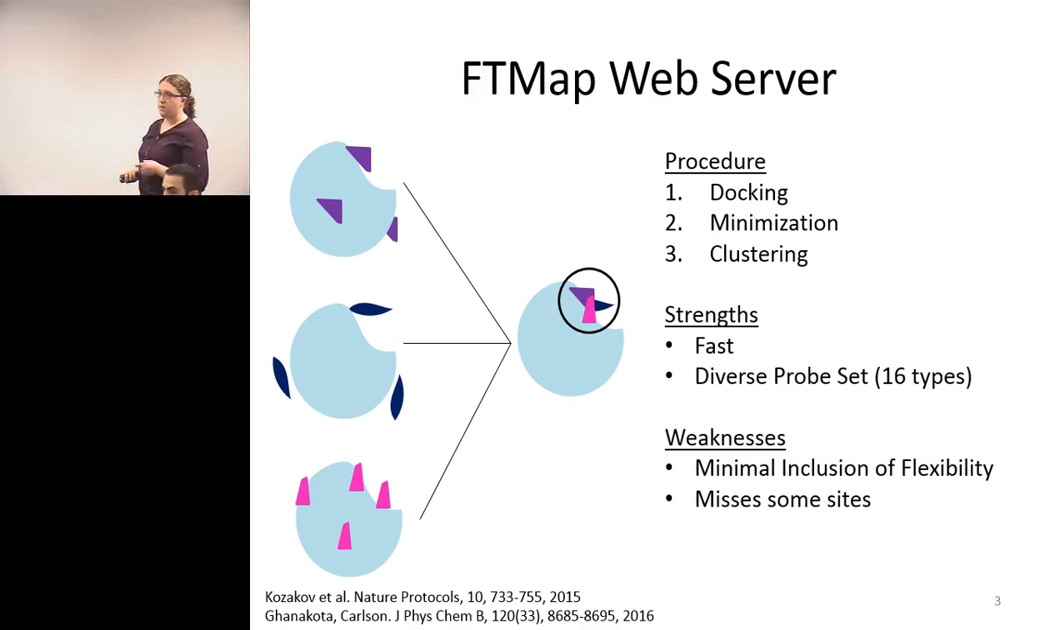So if you have multiple structures from crystallography or NMR, you can upload multiple structures to their server. They also have some ability for limited inclusion of side chain flexibility. What we found in using FTMap in our group, Fani, a previous grad student in our group, uploaded a bunch of structures of proteins that had both active and allosteric sites to FTMap, and we found that FTMap tended to miss some of the allosteric sites.